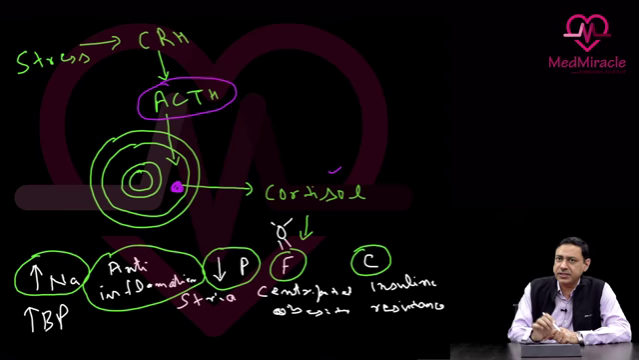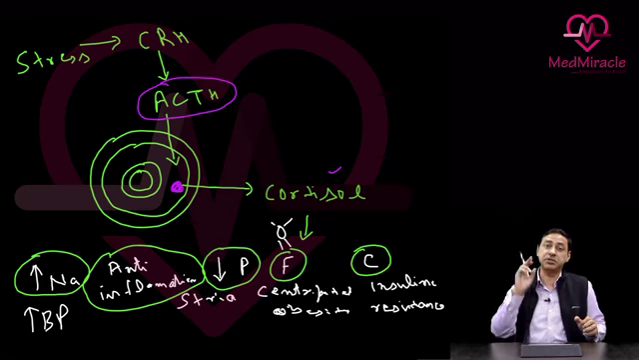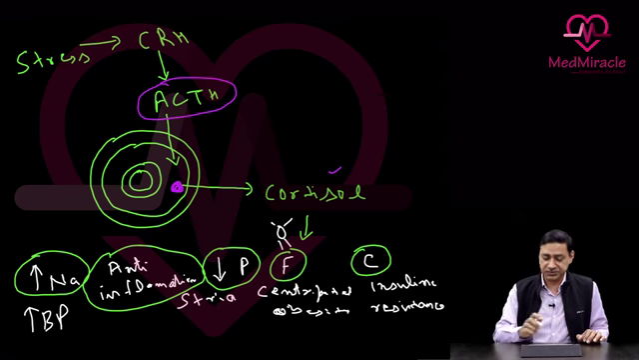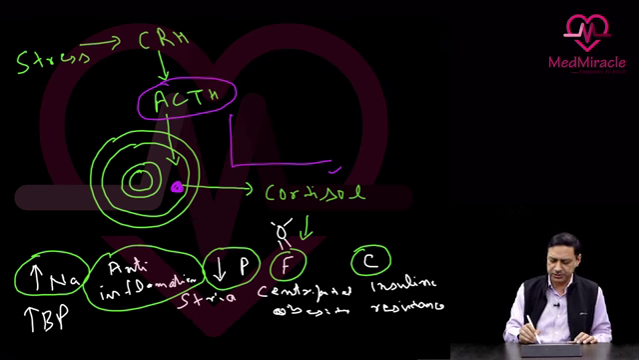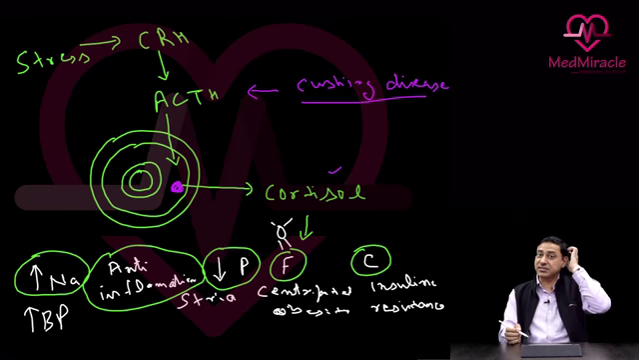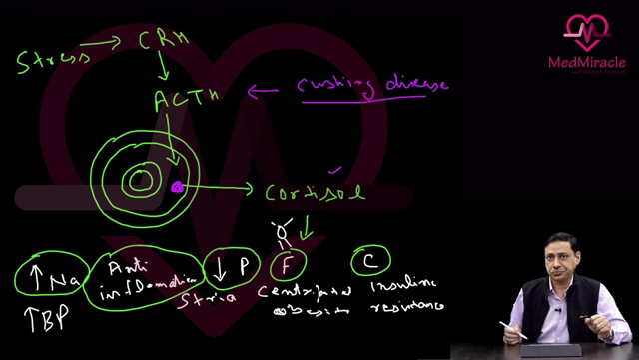Now just imagine that the Cushing syndrome is because of an ACTH secreting pituitary adenoma. Suppose the tumor is not present in the adrenal, it is present in the pituitary, which is secreting more ACTH. So cortisol is more, so you are getting Cushing syndrome. This condition is known as Cushing's disease. So Cushing's disease is the Cushing syndrome because of a pituitary cause. Is that okay?